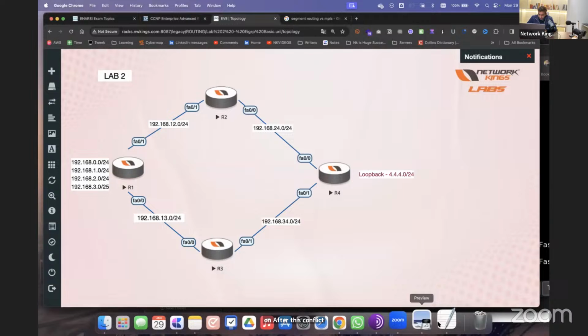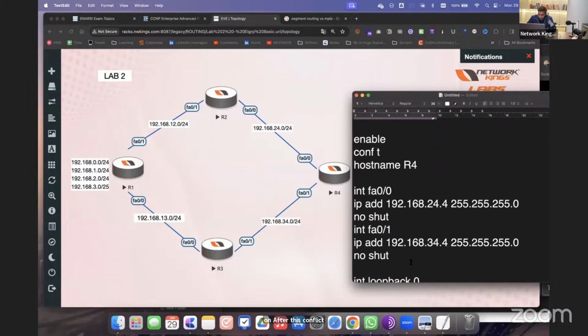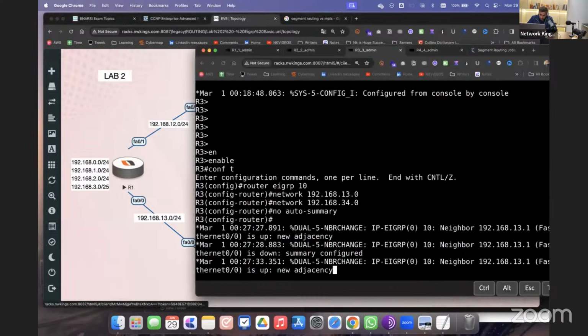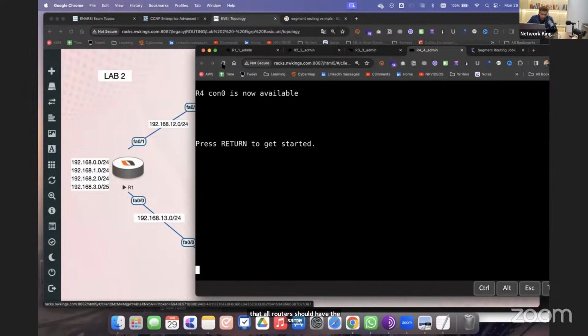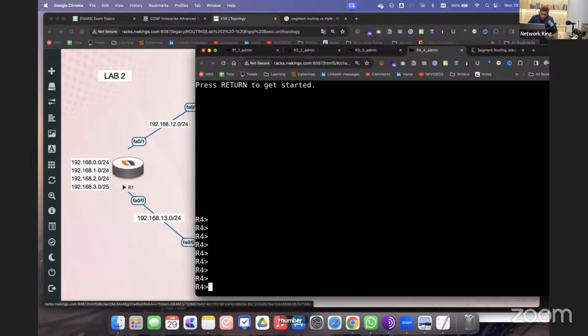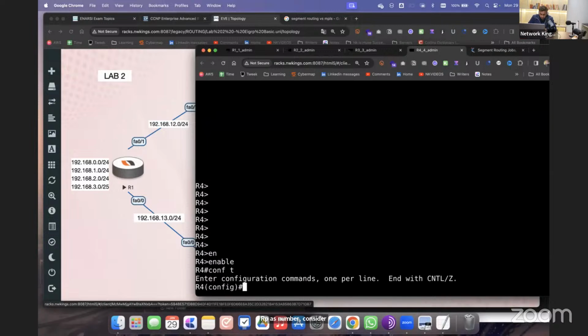It is so easy, isn't it? Don't get confused about the AS number. The AS number is just a basic number that all routers should have the same number. That's it. Okay, don't get confused about AS number. We will study in BGP what AS number actually is. Okay, BGP will actually make you understand what exactly an AS number is. Here in EIGRP, consider it as just a unique number.